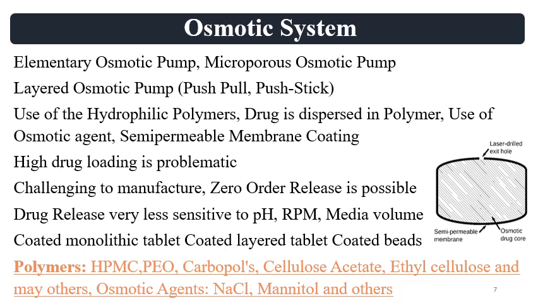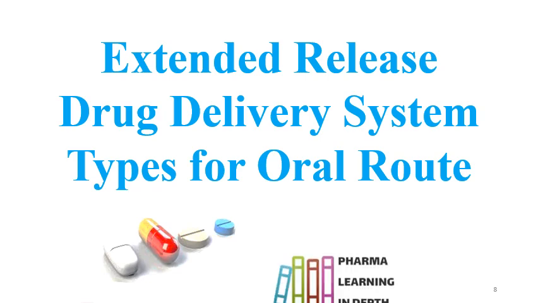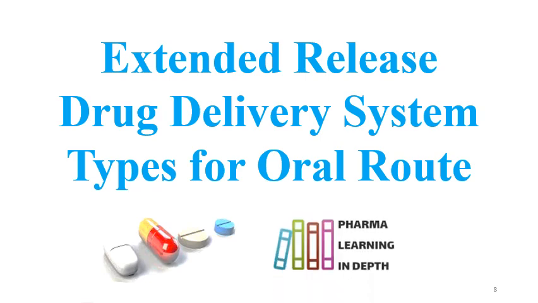Coated monolithic tablets, layered tablets or coated beads are possible through this osmotic system. Mainly swelling type polymers are used, like HPMC, polyethylene oxide, and carbopols. Cellulose acetate is used for the semi-permeable membrane. Ethyl cellulose and many others are the polymers. Osmotic agents are also known as osmogens, like sodium chloride and mannitol. Some other osmotic agents are also there. So these are the types of extended release drug delivery systems for the oral route.